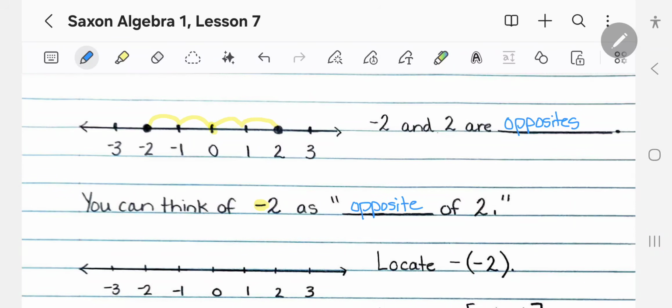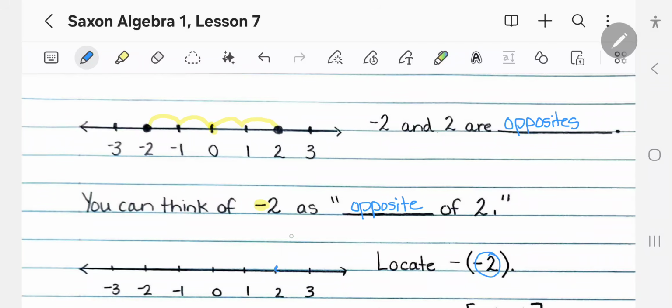Let's locate this. How would we read that? What does that mean? It's like -2 or minus a -2. Let's think of it as the opposite of the opposite of 2. Think of this as opposite of the opposite of 2. All right, let's take each of those separately here. Let's start out with the opposite of 2, okay?